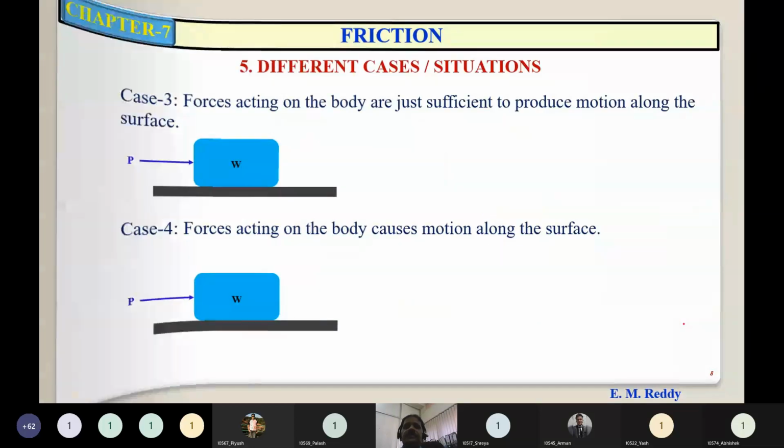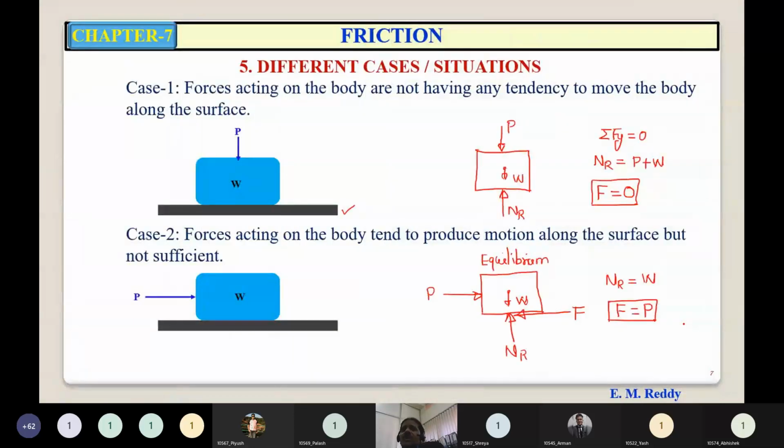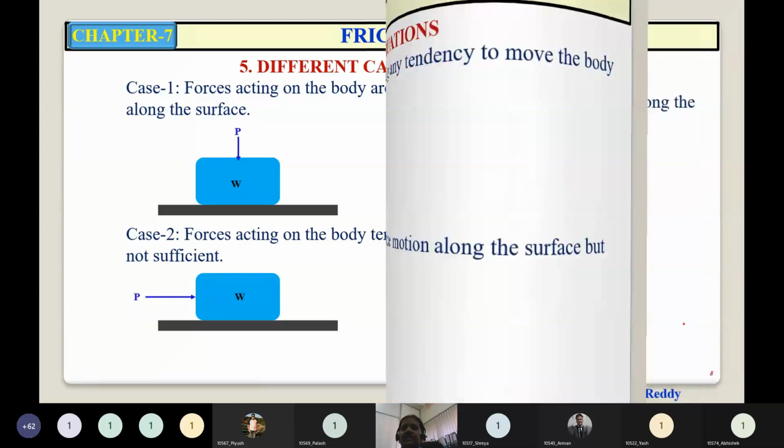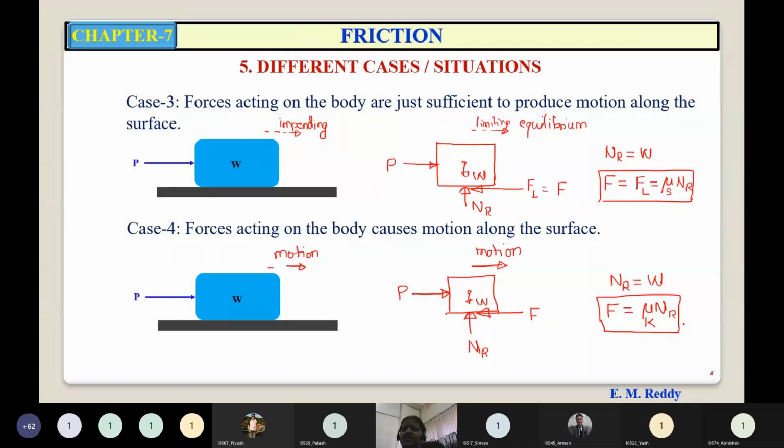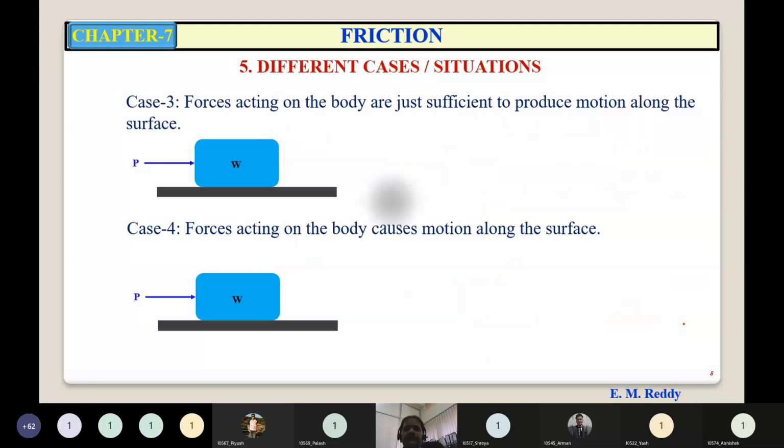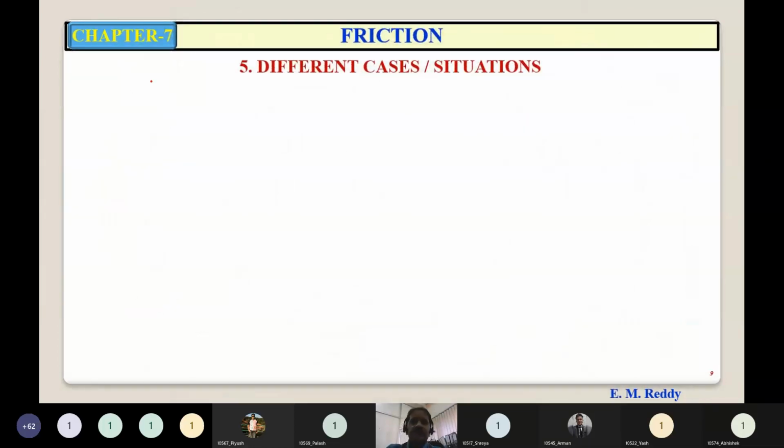Right? See, in the first case, forces are not having any tendency to move the body, friction force is 0. In the second case, forces acting on the body tend to produce motion but not sufficient, then the magnitude of friction force is equal to the applied force. Third case, the forces are just sufficient to produce motion, the body is in limiting equilibrium, so the magnitude of friction force is equal to limiting friction, µs into normal reaction. Fourth case, the body is in motion, then the magnitude of friction force is equal to coefficient of kinetic friction into normal reaction. You have to remember this. Please note it down.